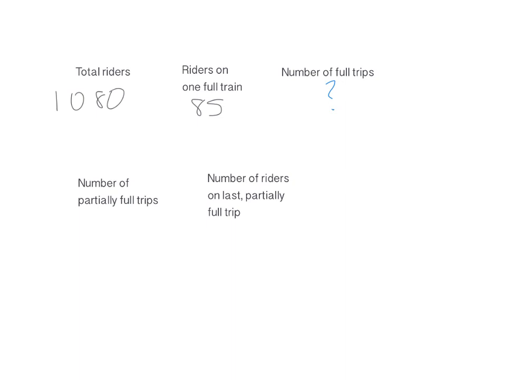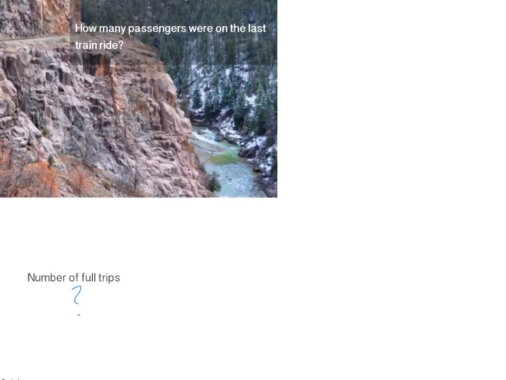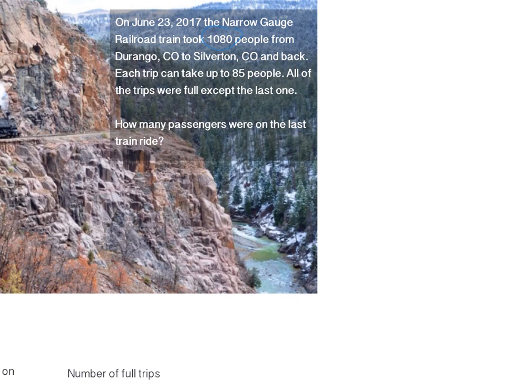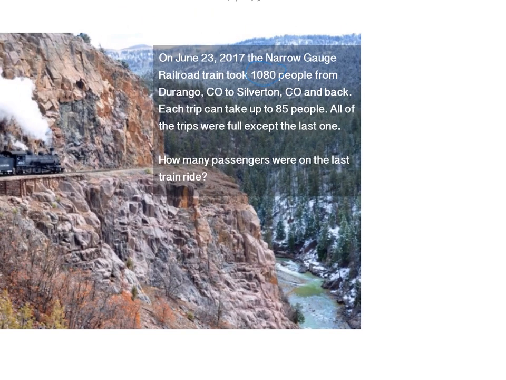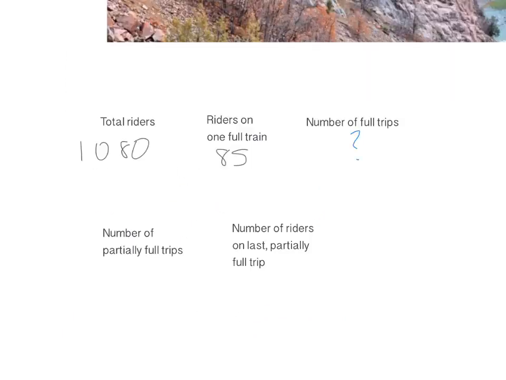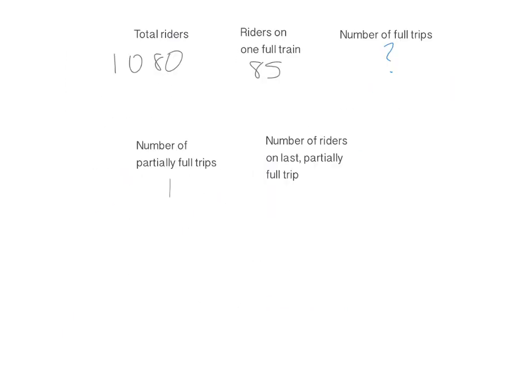Number of partially full trips, though, I think we do, right? Because they said all the trips were full except the last one. So there was one trip that was partially full. And then how about the number of riders on that last partially full trip? That's another thing we don't know.